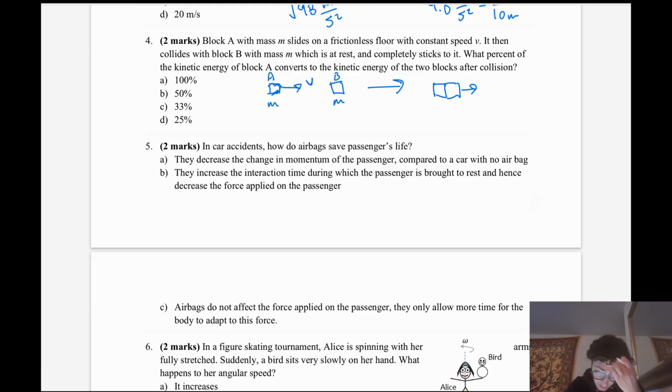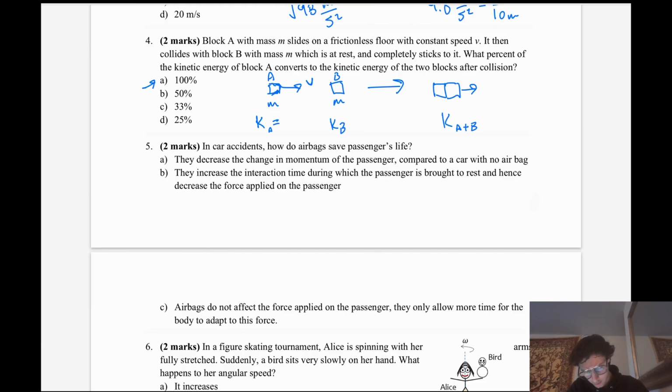And I'm assuming they're still sliding because of conservation of momentum and energy. So what percent of the kinetic energy of the block A converts to the kinetic energy of the two blocks after the collision? I'm tempted to say 100% because of conservation of energy. But maybe we can find kinetic energy of block A, kinetic energy of block B, and then kinetic energy of block A plus B. And maybe there's going to be some kind of thing that we can do here.